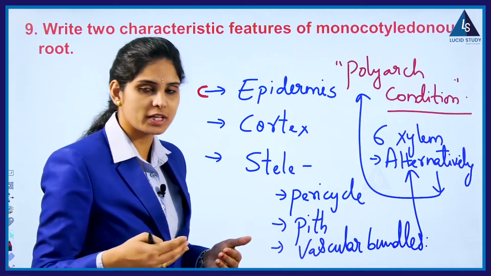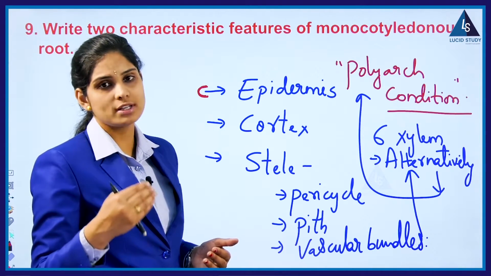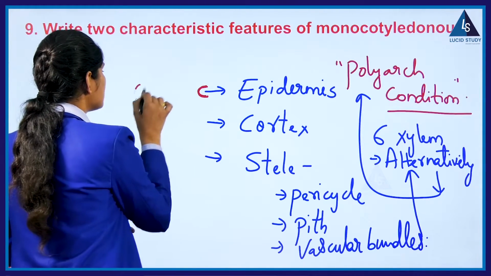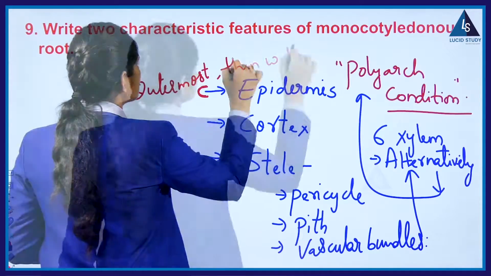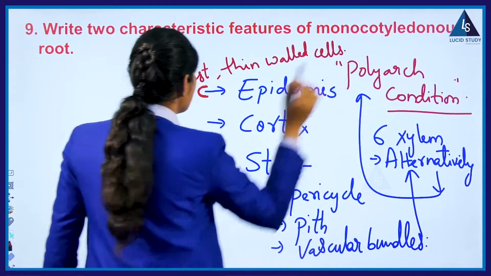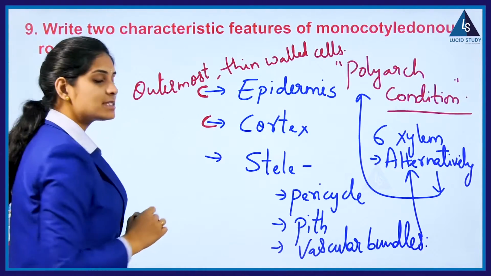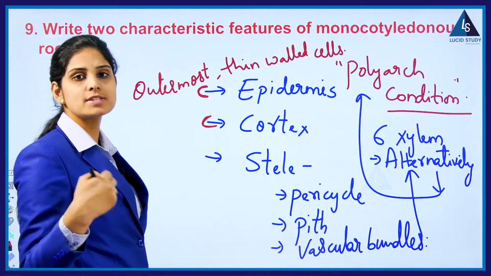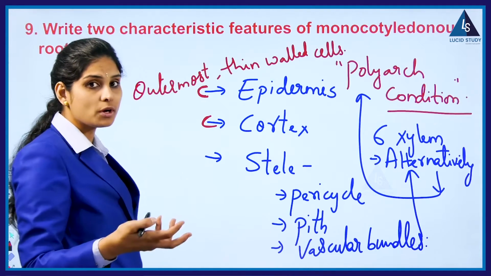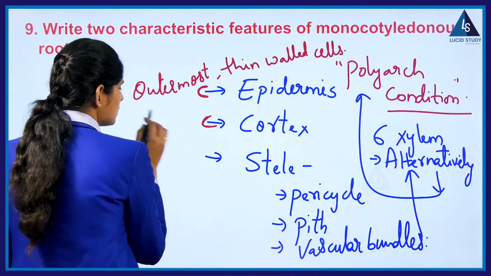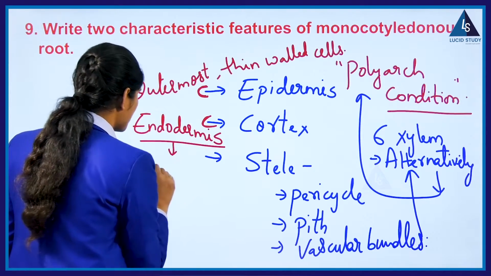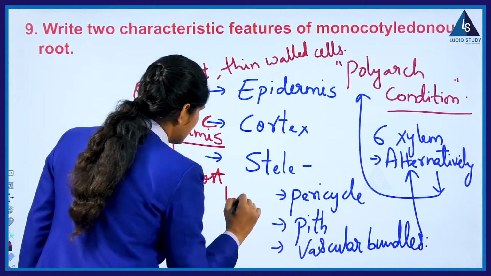So this is one of the very important parts, where epidermis is the one which we say is the outermost layer containing thin walled cells, right? Now coming to the cortex, yes, this is said to be the second layer, right, which contains further structures. Now what are they? Yes, nothing but it contains endodermis, which is the innermost layer.